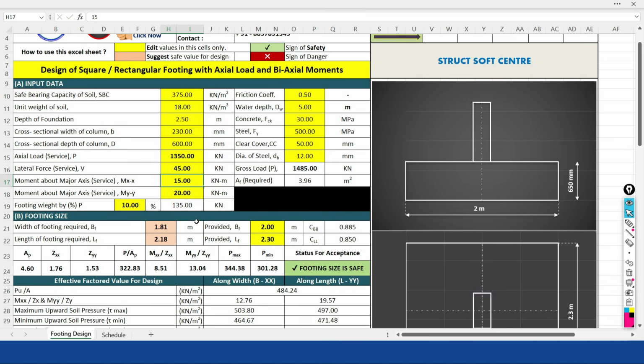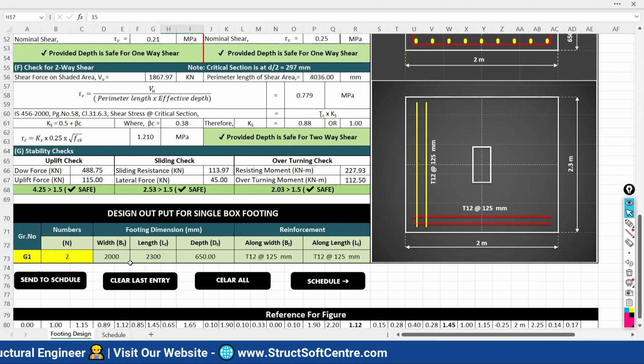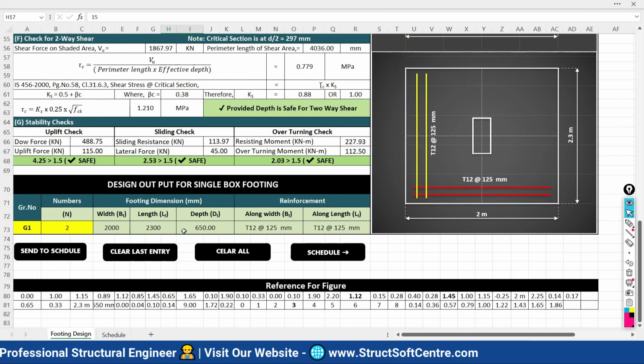Once you put the 45, automatically this check will be in active mode, and we are getting whether they are passing or not. So they all are safe. Now we have to look at the final schedule.